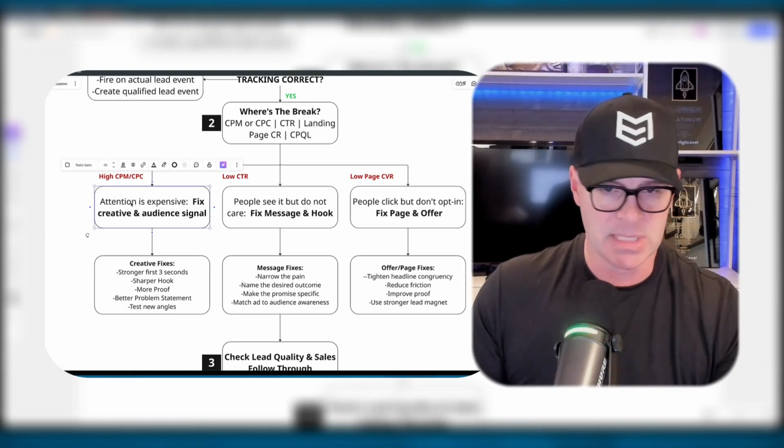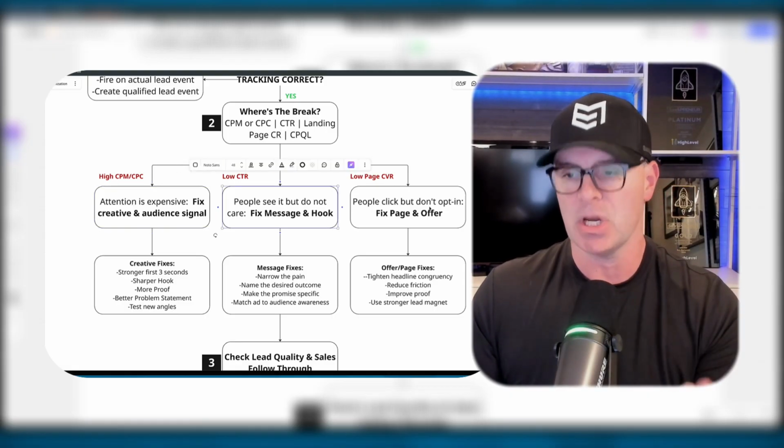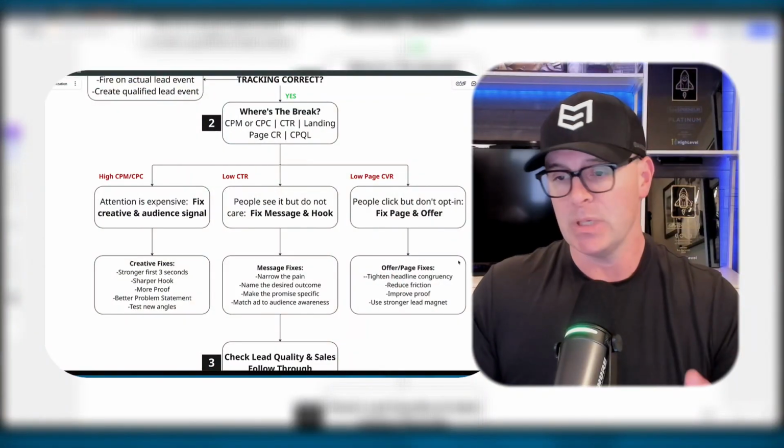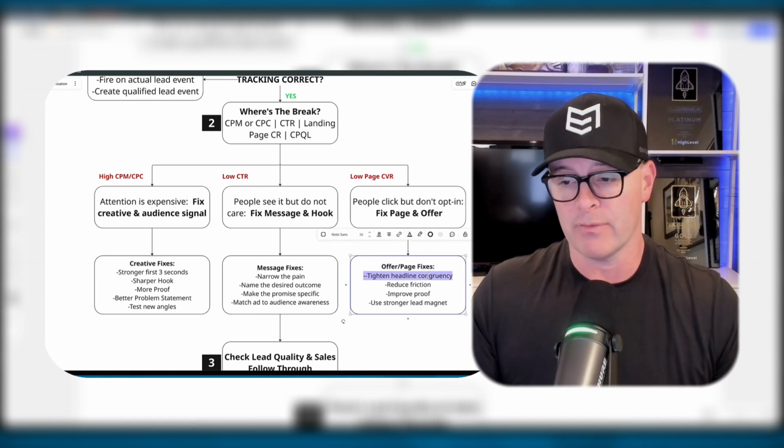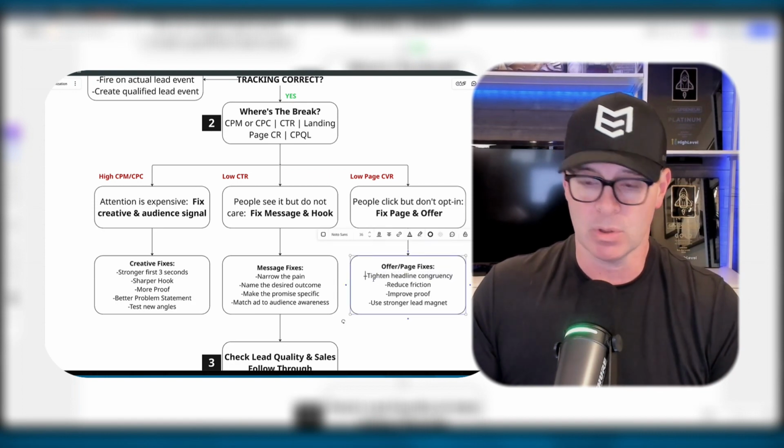So people see it, you've gotten their attention, they've clicked on it, but they don't convert. So a low conversion rate is below 20% for cold traffic. And that means we need to fix the page and possibly even the offer. So tightening the page and the congruency is important.